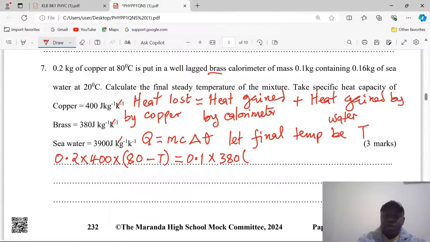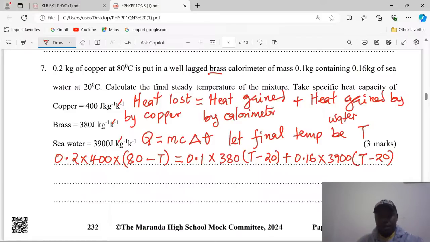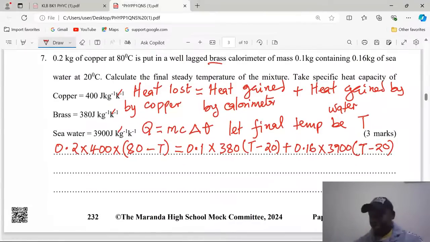So we will use now T, the final temperature, minus the initial temperature of 20, plus heat gained by seawater. Seawater is having a mass of 0.16 times specific heat capacity 3900 times T minus 20. Now we can find the value of T, because this is just a normal linear equation. When you multiply 0.2 and 400 times 80, you are going to get 6400.